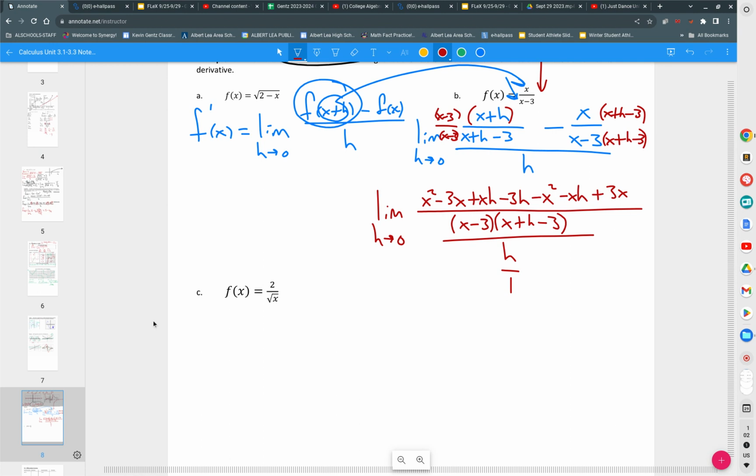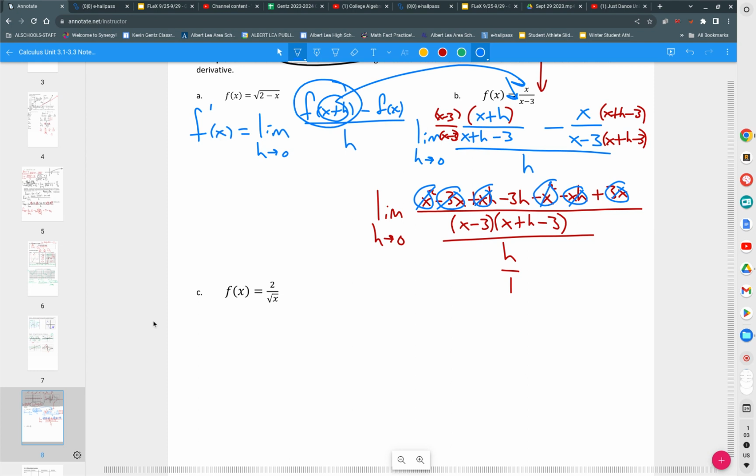So we've understood that if a term doesn't have an h, then it should cancel. So what cancels up here? The x squareds are gone. Negative 3x and positive 3x are gone. And the xh terms: the positive xh and the negative xh are gone. And so we have a negative 3h, right?